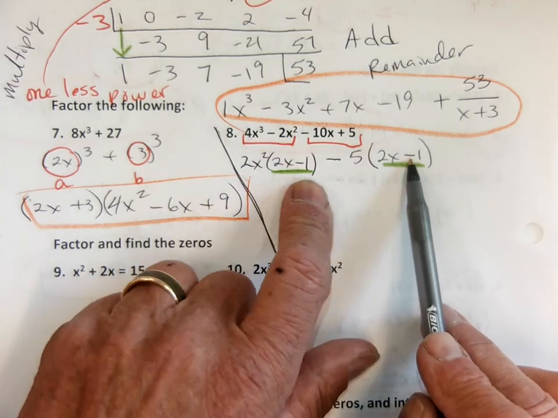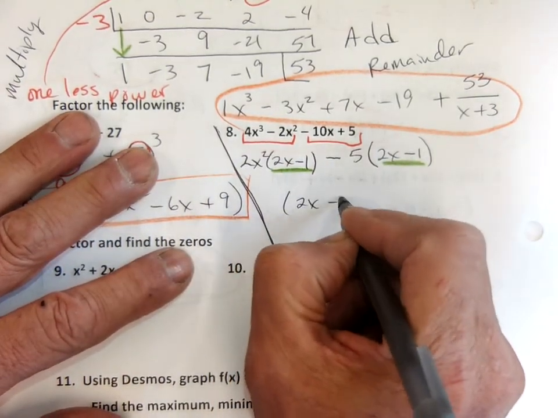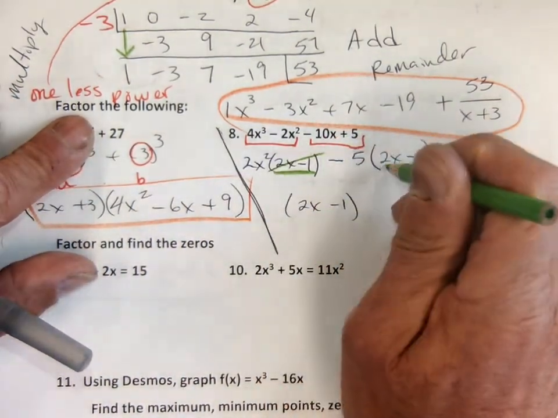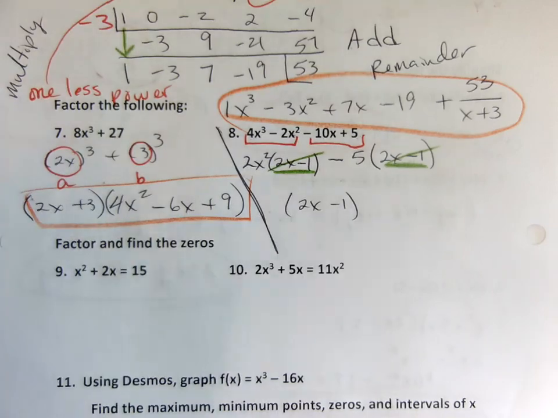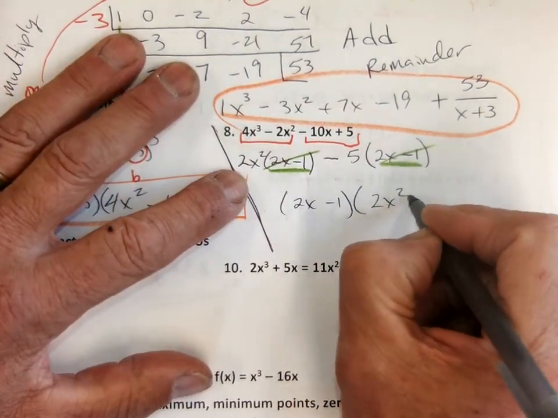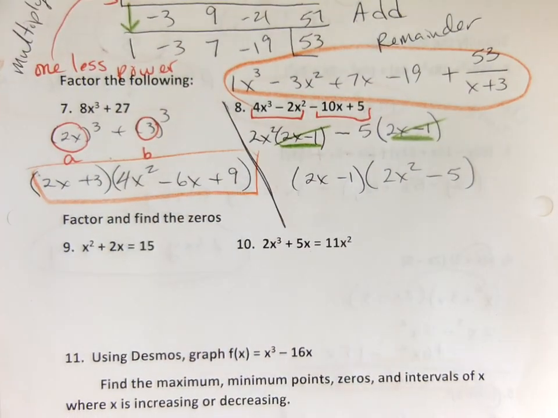So if I take out a negative, it changes the sign. Now, these 2 have a 2x minus 1 in common. If I take it out once to represent both, then what's left over is my 2x squared minus my 5. Okay, now that's harder to do, but you guys can do it. We're in Algebra 2, not Algebra 1. Okay, we can do this.